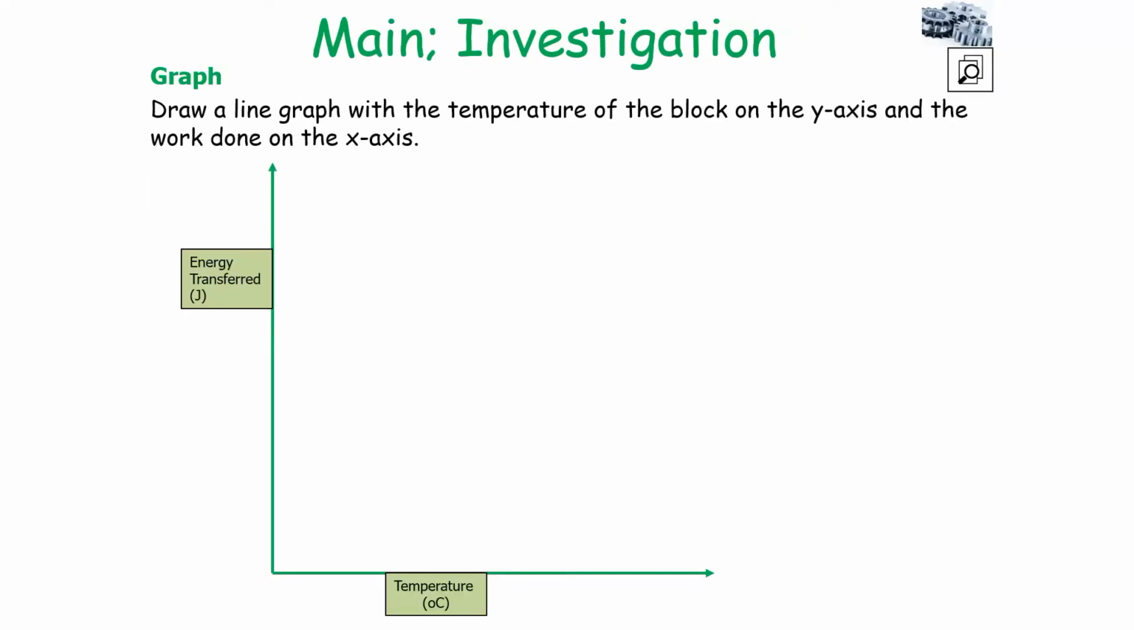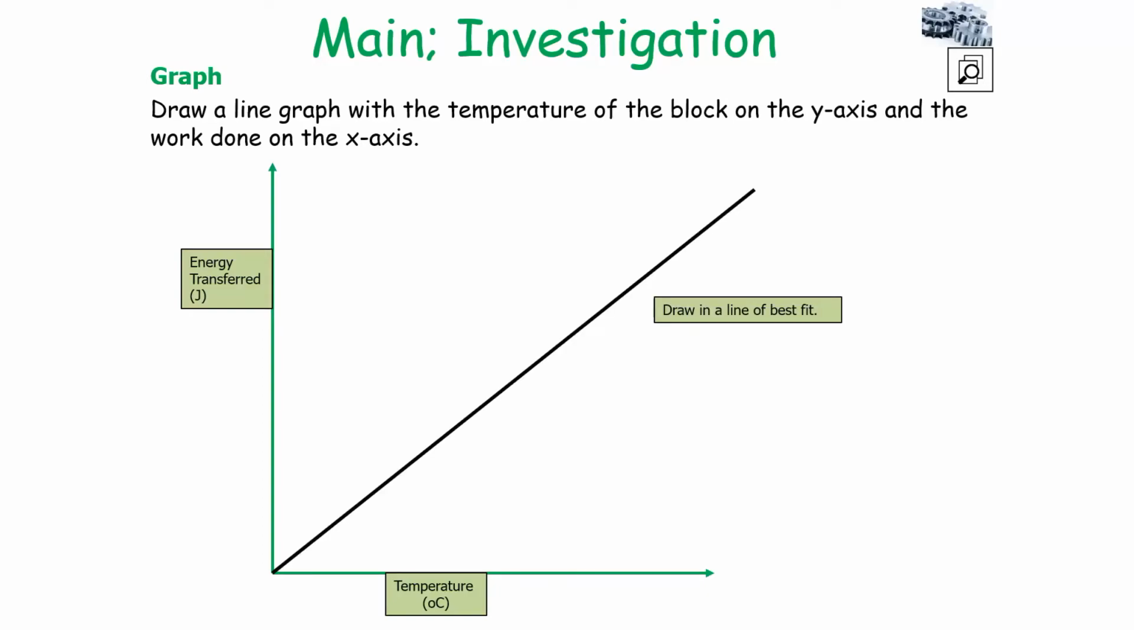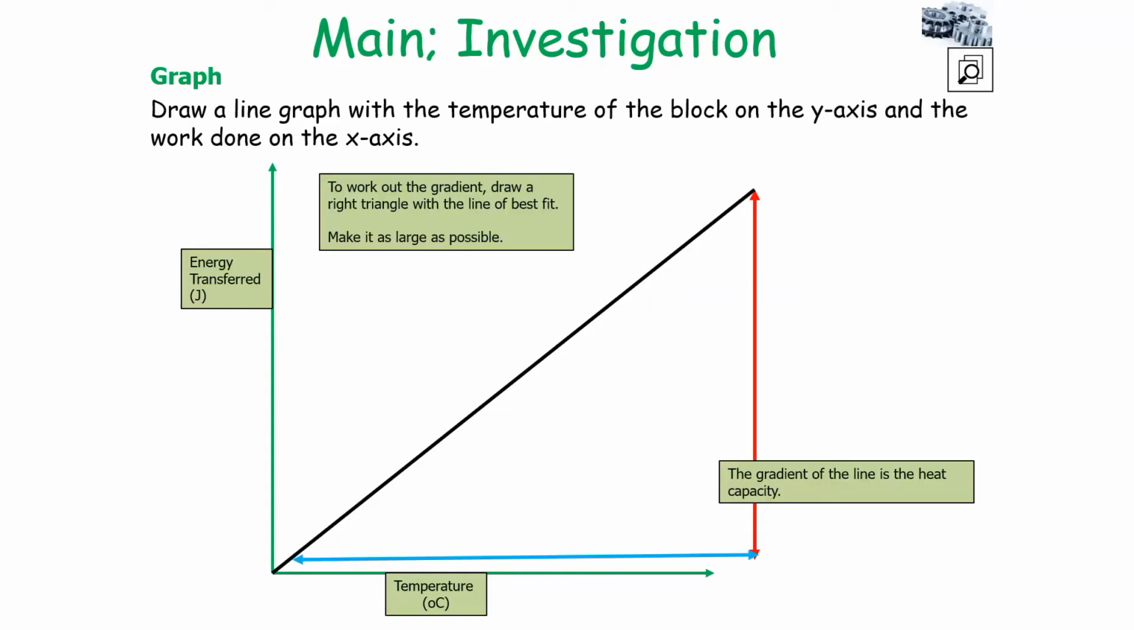Once you've got these results, you will draw a line graph with the temperature of the block on the y-axis and the work done on the x-axis. Then you would draw a line of best fit in with your experimental results, and the gradient of the line is the specific heat capacity of this particular material.